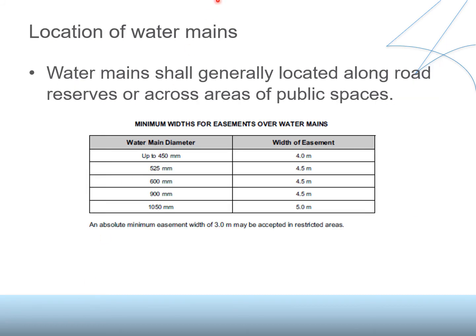Now let's look at the location of water mains. Water mains shall generally be located along the road reserves or across the areas of public spaces, and they should have easements. And you can see with the increase in diameter, the width of the easement also increases.